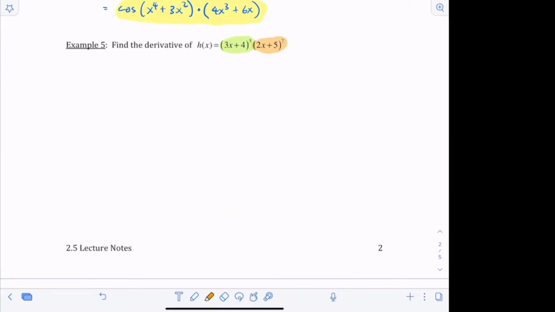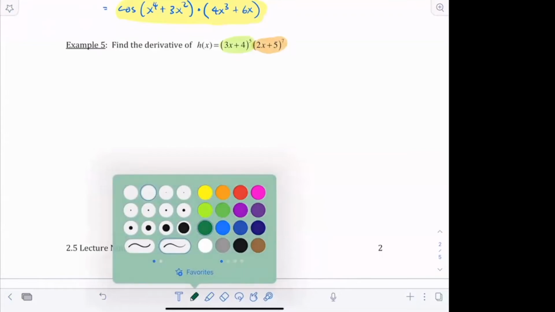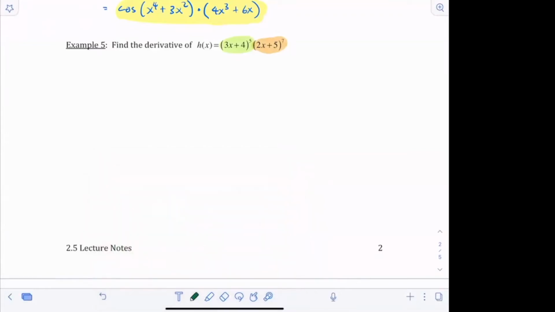For me, I don't love writing out the different pieces of the rule because I'm lazy, but I probably should. So for this example, I will. f of x is (3x plus 4) to the 5th power. And when we find the derivative, we need to use the chain rule. So that's going to be 5 times (3x plus 4) to the 4th power, right?